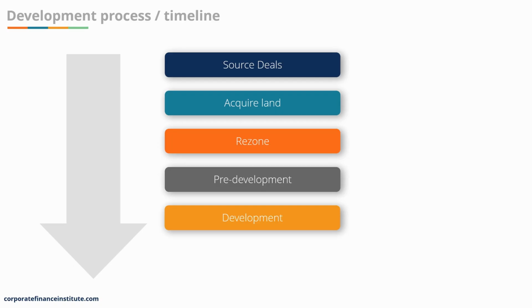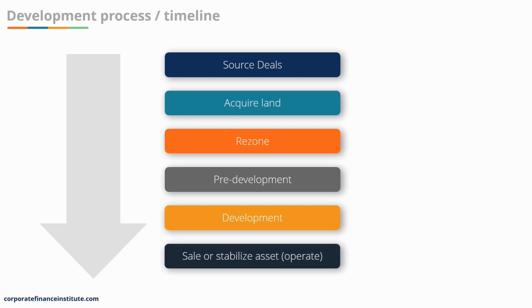The actual development phase may take some time, anywhere from 1 year on a small single-family project to several years on a multifamily or condo development tower. And then, once construction is complete, the real estate development company typically chooses to either sell, meaning to sell off all of the condos or all of the units, or to actually stabilize and operate the asset by renting out those housing units. Now that we have a general idea of the steps in the process, let's look at the funding and financing options along the way.